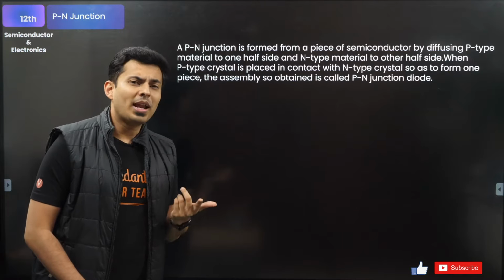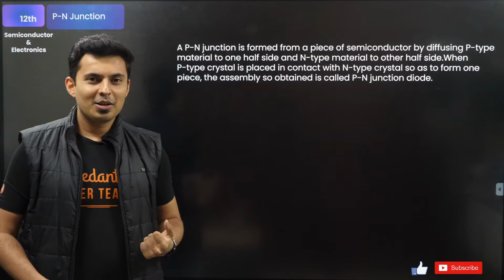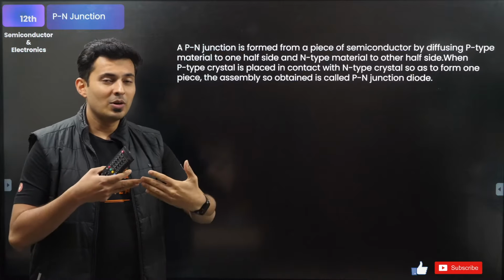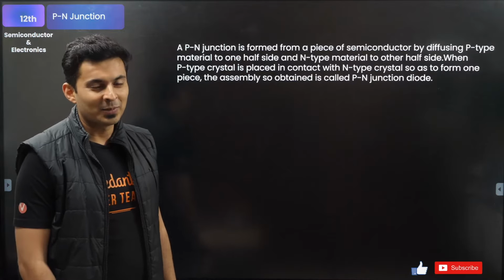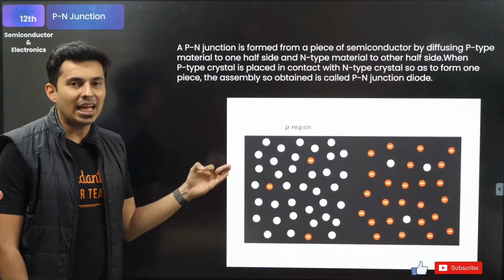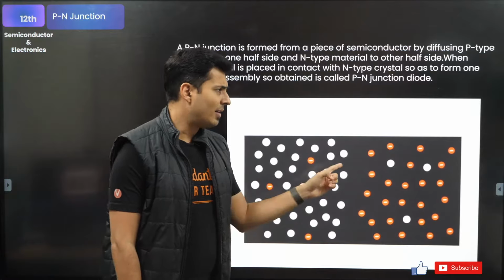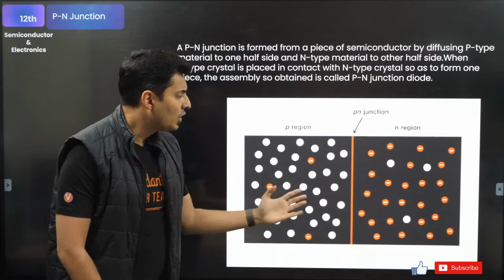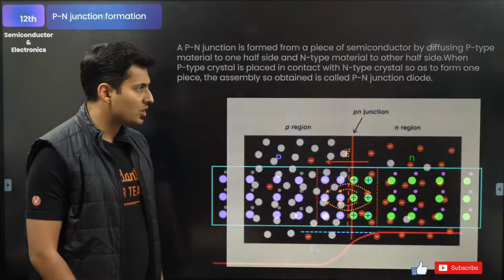Now you might be wondering what will happen if I take a p-type and an n-type and I keep them together. So p-type has excess holes, n-type has excess electrons. So if you obviously combine them together, the excess electrons will immediately jump onto the p side, right? So that's exactly what happens, and that's what makes something called the p-n junction. So you will have a p region with excess holes, and you will have an n region with excess electrons as compared to the holes.